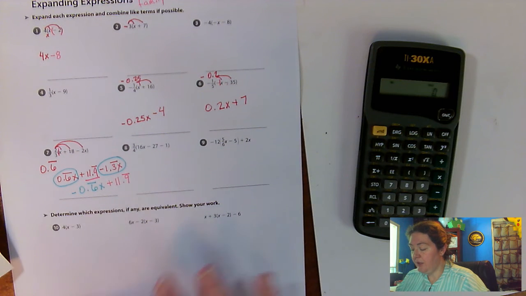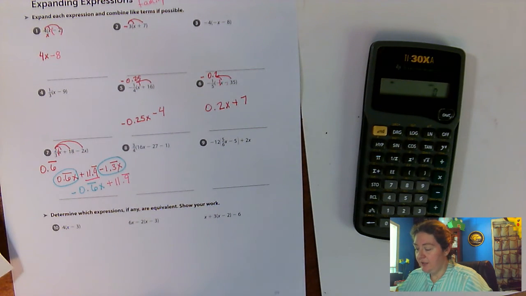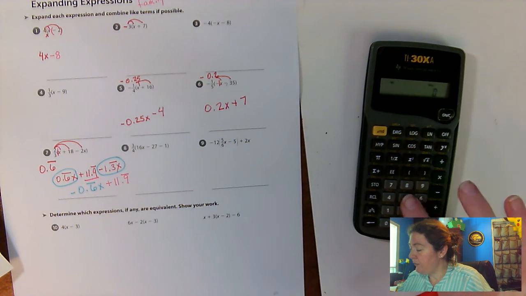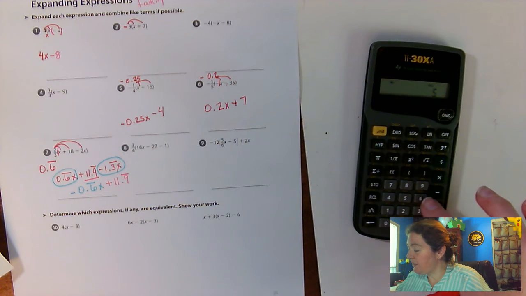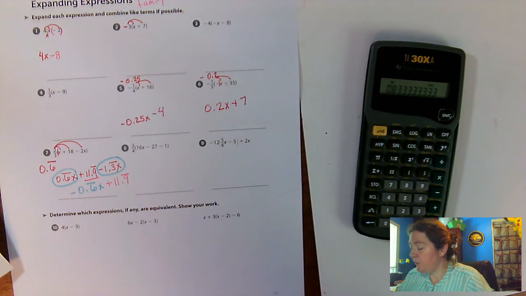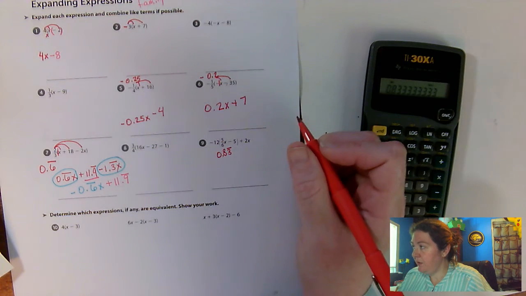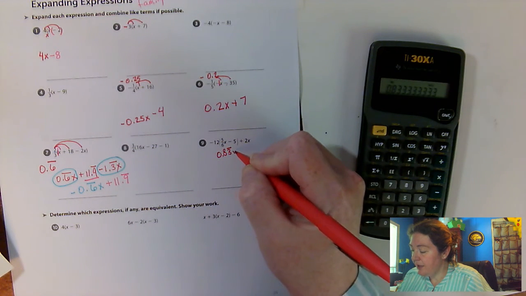Alright, let's look at number 9. Number 9. I've got a fraction right here. So first thing I'm going to do, make life easy for myself, I'm going to turn that into a decimal, and I get 0.83 repeating. Can't forget his last name is X.